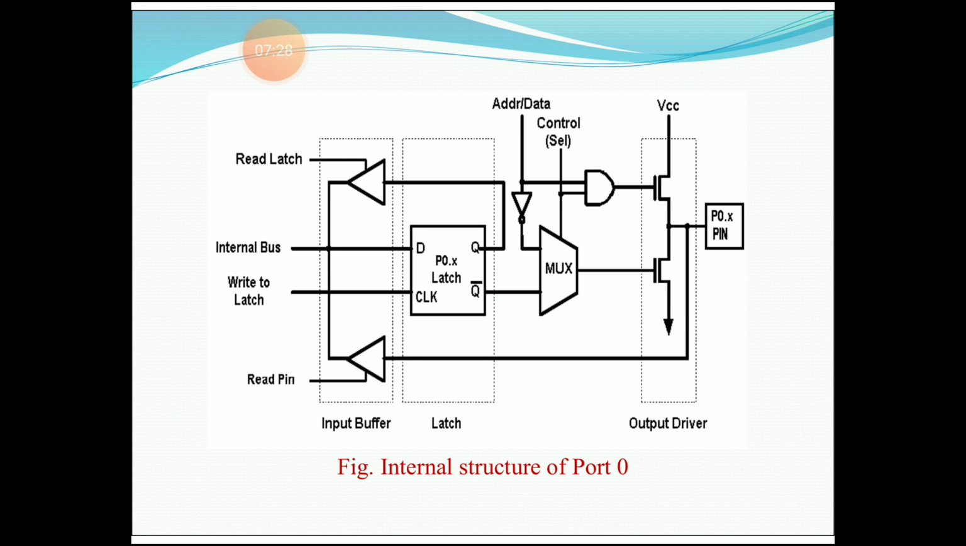Now let us see the internal structure of port 0. It is similar to port 1, but in addition, one multiplexer is connected between the latch and the output driver. The multiplexer selects whether the port pin is used as an input port, an output port, or as multiplexed address and data lines, based upon the control line, that is, the select line of the MUX.